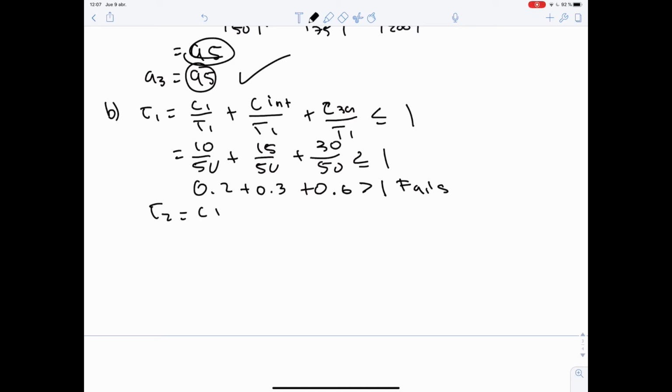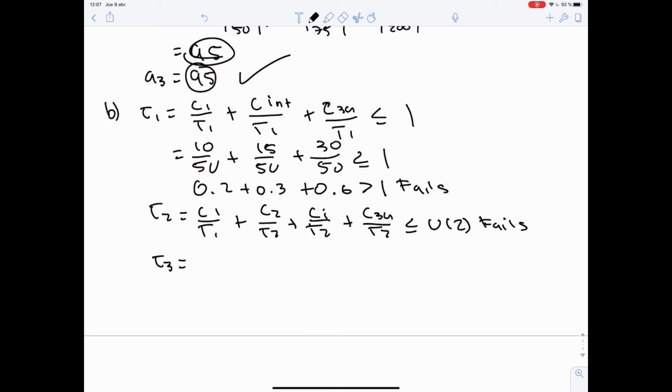Again, we have a task that has a lower period and higher priority itself, and the two that are in H1, so the interrupt and the 3A. And we're going to test if it's less than the utilization bound of 2. And this fails. You can plug in and you'll see that it's greater than. We'll see now for task 3.